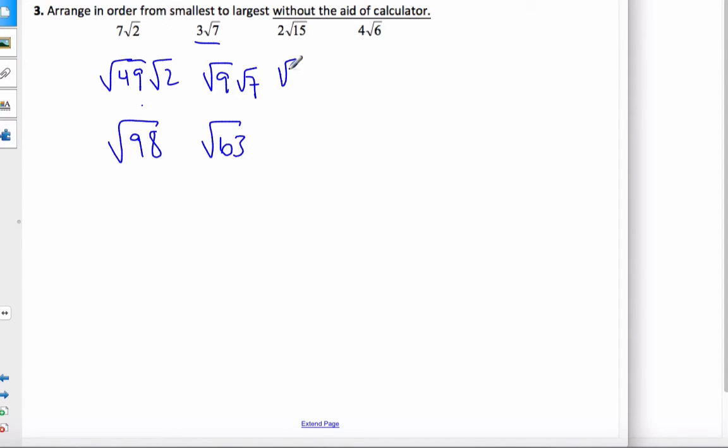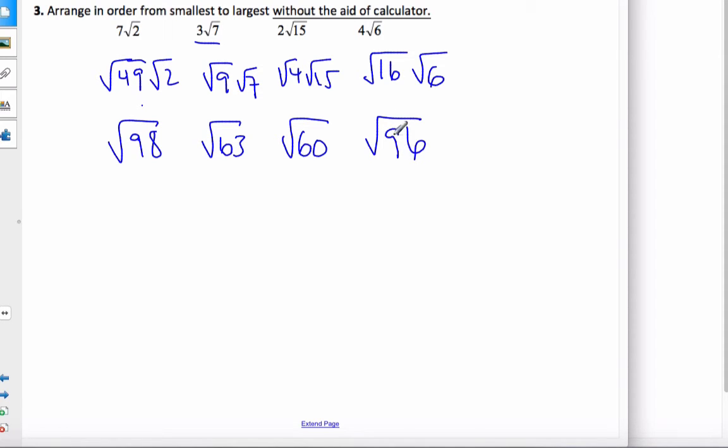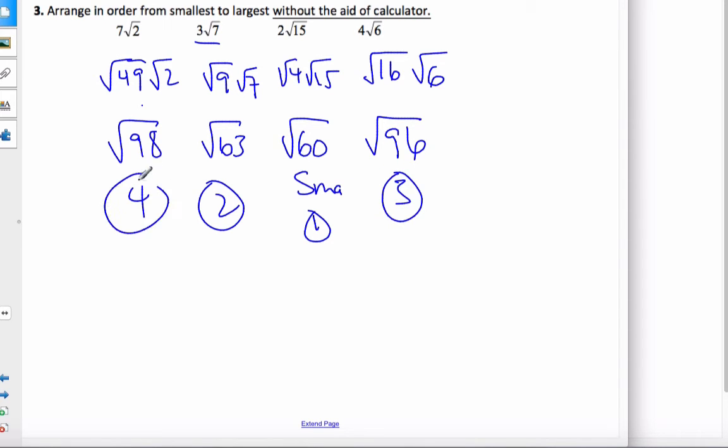Putting 2 under the root is 4 times 15, which ends up being 60. And finally, this is going to be 16 under the square root times 6, which is going to be 96, if my estimating is correct. So, this is the smallest, number 1, and then 2, and then 3, and then 4. That's smallest to largest.